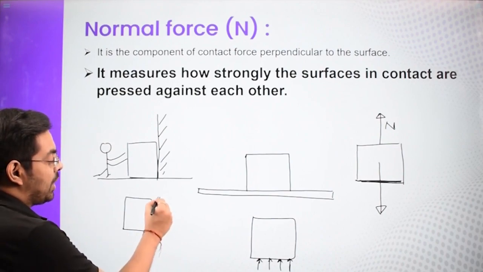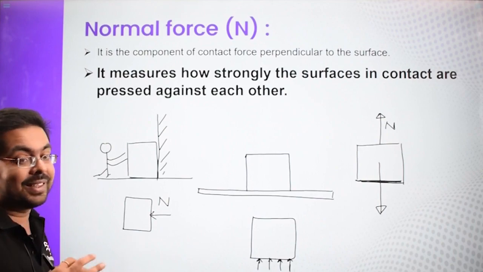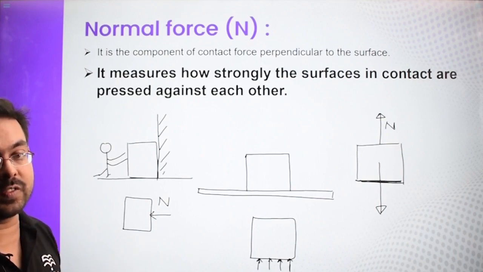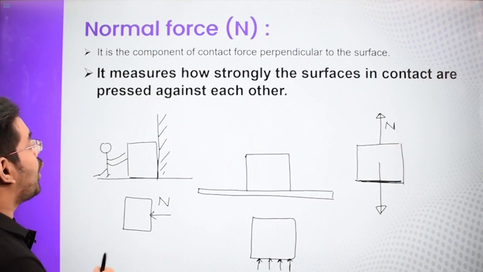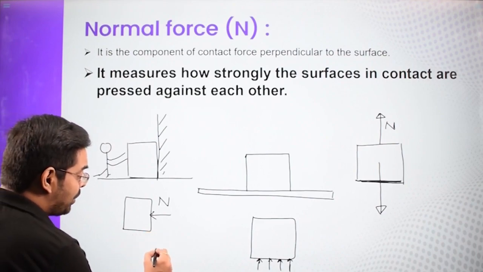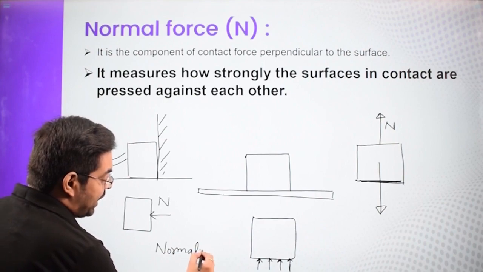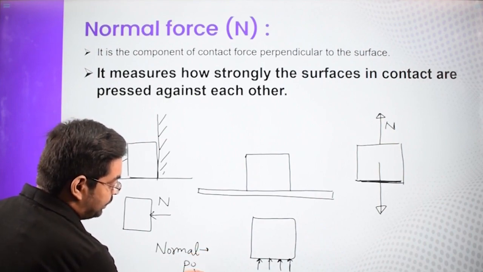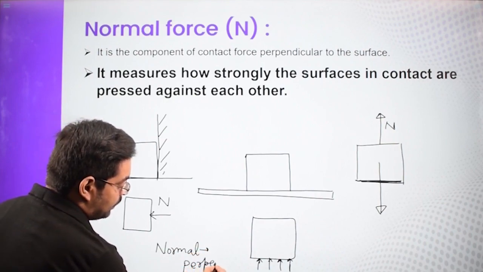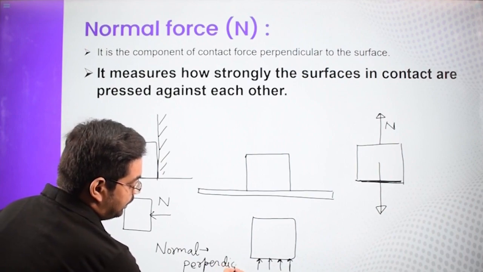तो ये force का नाम हम क्या दे सकते हैं? Because it is acting perpendicular to the surface. That is why it is called normal. Normal का literal meaning we sometimes take as perpendicular. ठीक है?